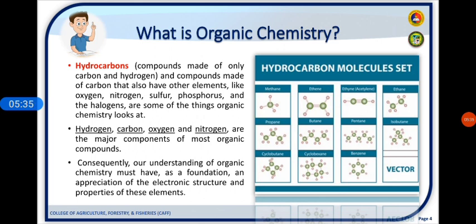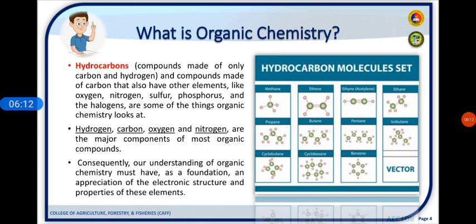Okay? Now, hydrogen, carbon, oxygen, and nitrogen are the major components of most organic compounds. Consequently, our understanding of organic chemistry must have as a foundation an appreciation of the electronic structure and properties of these elements. And that is why later on we have to review our learnings about the atomic structure and how to write the ground state electron configuration of an atom.